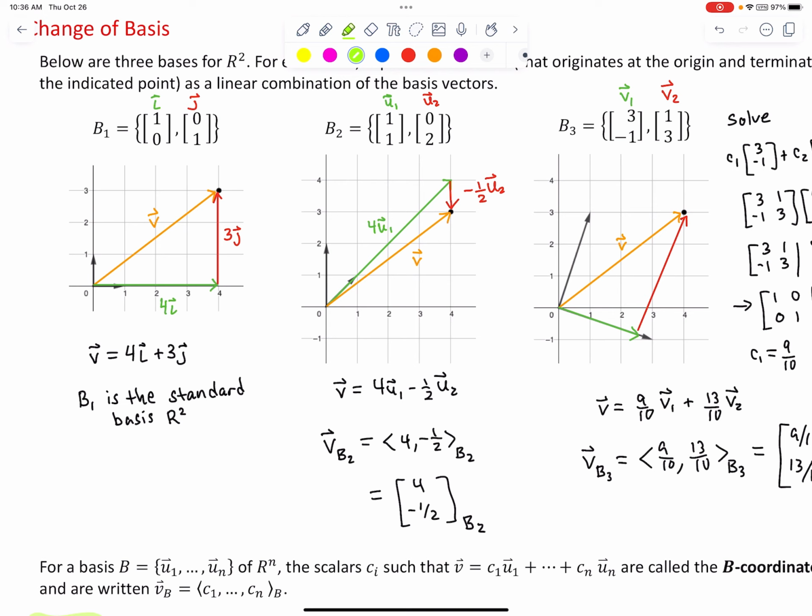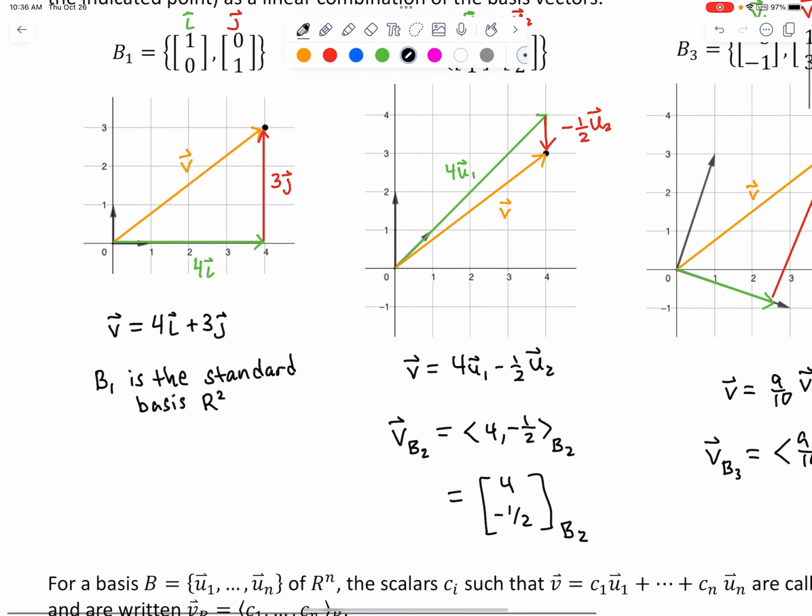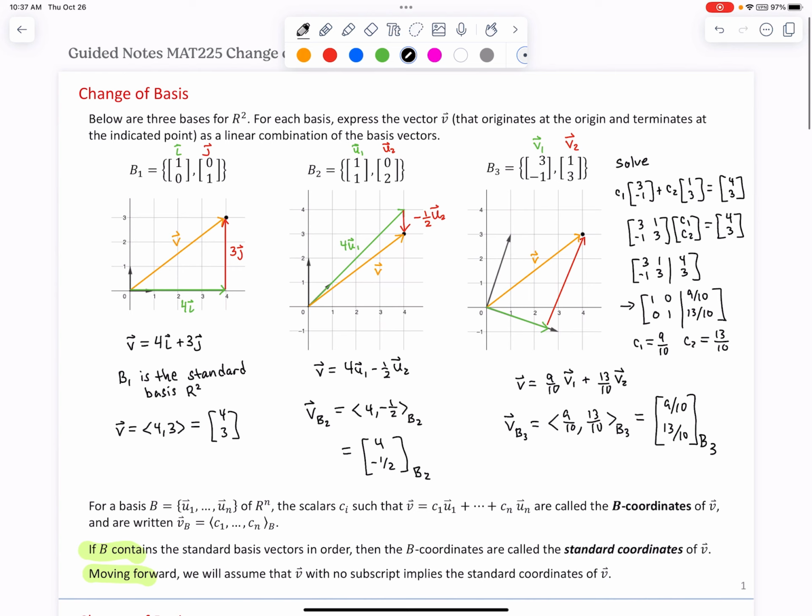Looking at this first case, B1 contained the standard basis vectors in order. In such a case, we'll write v without a subscript, and the coordinates would be 4, 3. Or you could write this as a column vector 4, 3. And this is how we've been writing vectors up to this point in this course. So nothing new here. And no subscripts are required because by default, without a subscript, we will assume that 4 and 3 are the scalar multiples of the standard basis vectors i and j to arrive at our vector v. Now, I'd like to show you with technology what it means to do a change of basis.